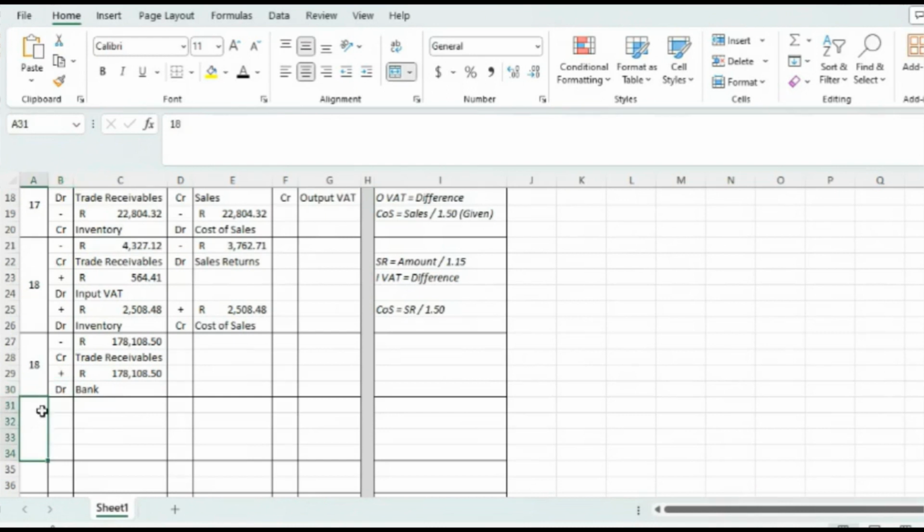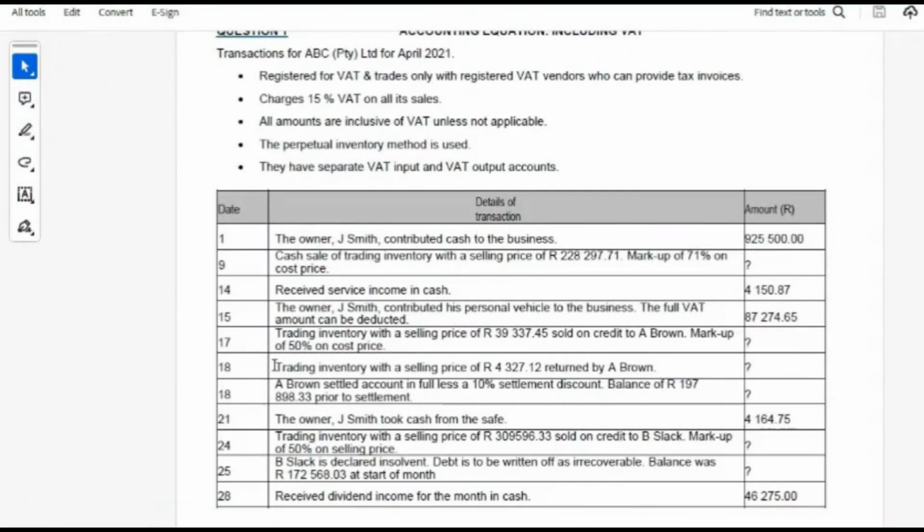But now we'd have to deal with that discount, and this is where it's a bit different from here, because look, here we had a transaction on the 18th, then the second transaction on the 18th, but when they give you a discount, you have to treat it as a separate transaction. So let us do that.